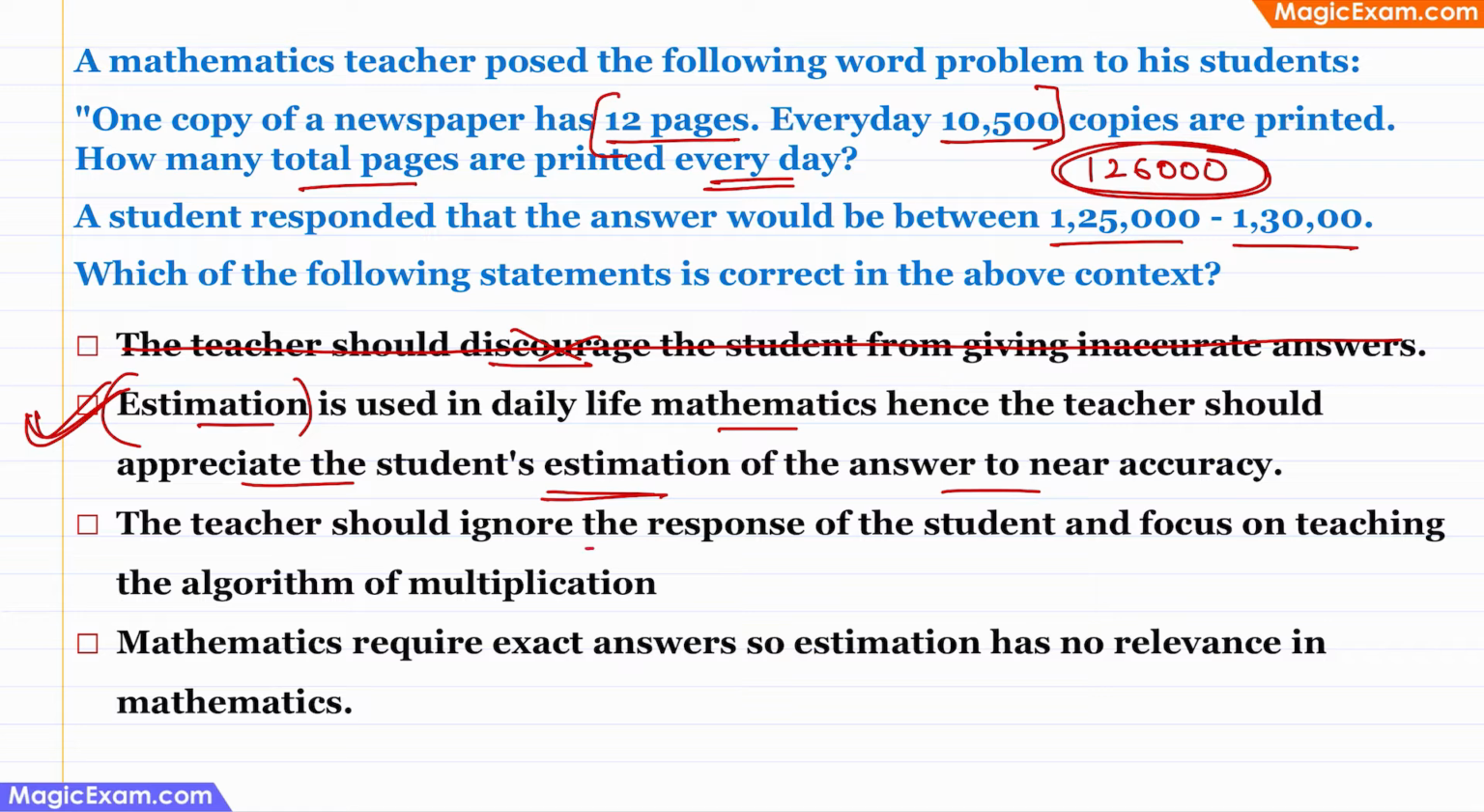Next, the teacher should ignore the response and focus on teaching the algorithm of multiplication. No, because as I mentioned, estimation and the process of estimation is also very, very important. Therefore, the teacher should encourage the students to do the estimation, because that will also help in arriving at the correct answer and validating the correct answer. Because if the student knows that the answer is between 125 to 130, then when the student does the calculation, then he or she will know whether the answer is correct or not. Therefore, estimation is very important and the teacher should not ignore. So option 3 is incorrect.